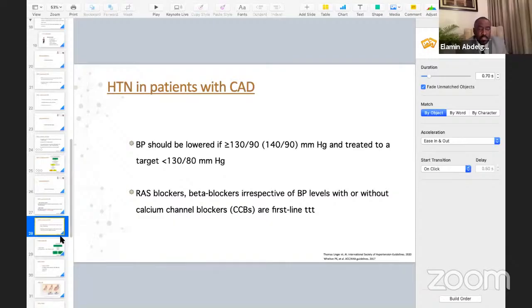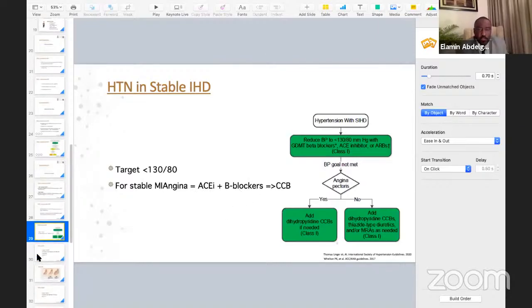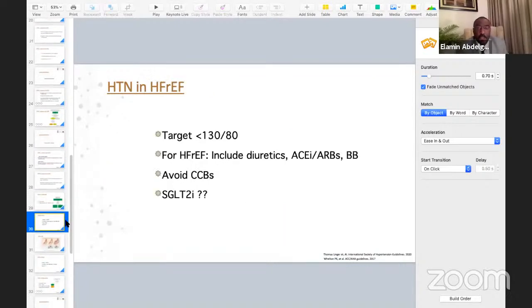In those patients, this is part of the cardiac remodeling process and the prevention of cardiac myocyte death and damage. So RAS blockers and beta blockers have shown reduction in mortality and worsening of cardiac status in patients with coronary artery disease. So regardless of whether the patient is hypertensive or not, we may consider giving any RAS blocker or cardioselective beta blocker. For patients with stable ischemic heart disease, the target is less than 130 over 80. And once again, ACE inhibitors plus beta blockers, and if not controlled, we can go to CCBs. And for the sake of time, we'll just skip the details.